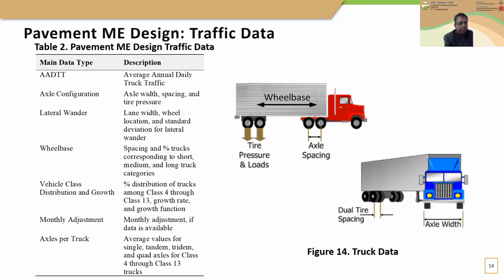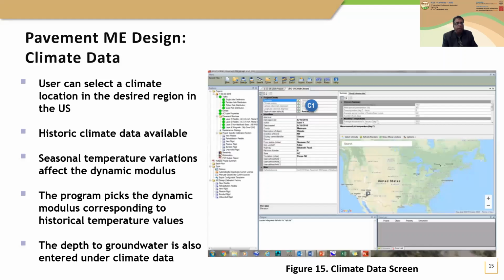Now going to ME design traffic. In ME design traffic, it is not just ADT. Many traffic parameters such as average annual daily truck traffic, AADTT, axle configuration, vehicle class distribution, etc. are entered. Up to 20 years of historic climatic data is provided with the program, such as daily fluctuation of ambient temperature. ME design allows the user to select a climate location. The depth to groundwater is also entered under climate data.